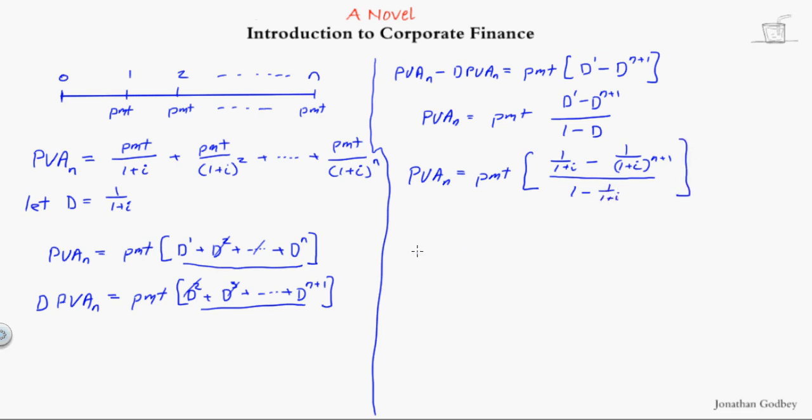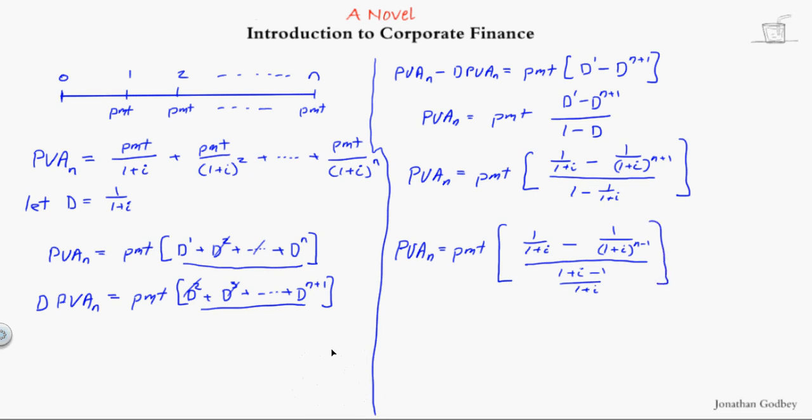Nice and sloppy, ugly looking equation, right? So this is going to be simplified a little bit. Present value of the annuity is equal to the payment times, make this a little bit bigger, 1 over 1 plus I minus 1 over 1 plus I to the n plus 1, and this bottom term is going to be 1 plus I minus 1 over 1 plus I. Math you thought you would never need.